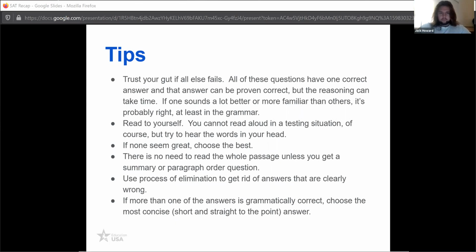So yeah, process of elimination as always. And remember that it's not all about grammar. Sometimes it's about what is the best word, and sometimes it is about what is the most concise. What gives the information with the least clutter.